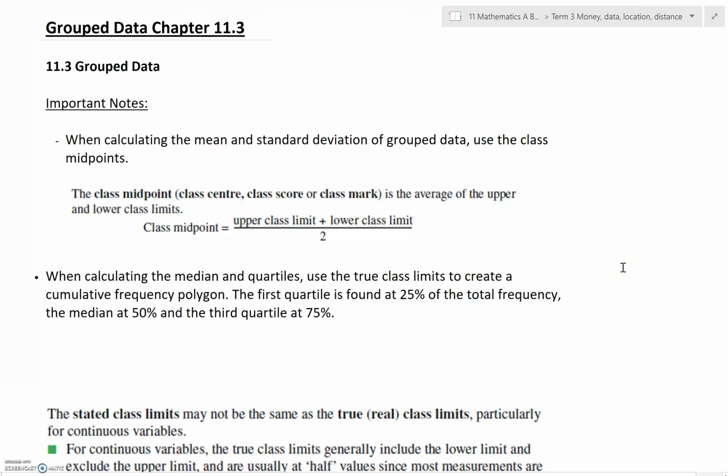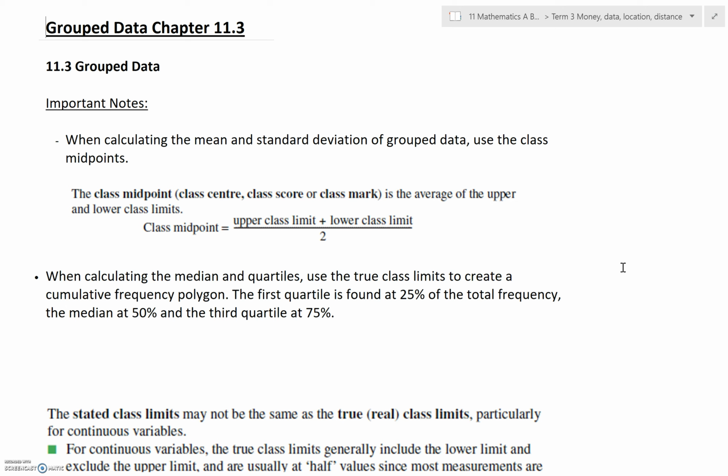Hi everyone, welcome back. So this topic that we're working on today is group data. What we've been working on before is individual data, or data set out in a frequency table, but it's still individual data, whereas now we're going to work with group data. So things are a little bit different.